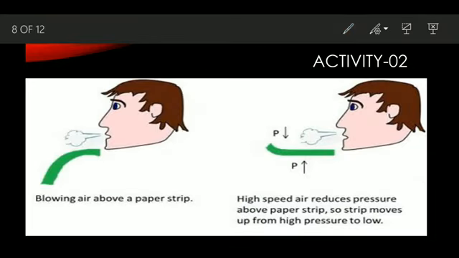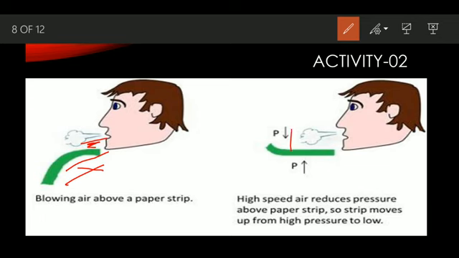Okay, here is another example or activity for the same thing. Students, just take a paper strip. This is the paper strip. Keep it near your mouth and blow the air above the paper strip. Can you tell me what will be the direction of the paper if you blow? Will it go upside or downside?